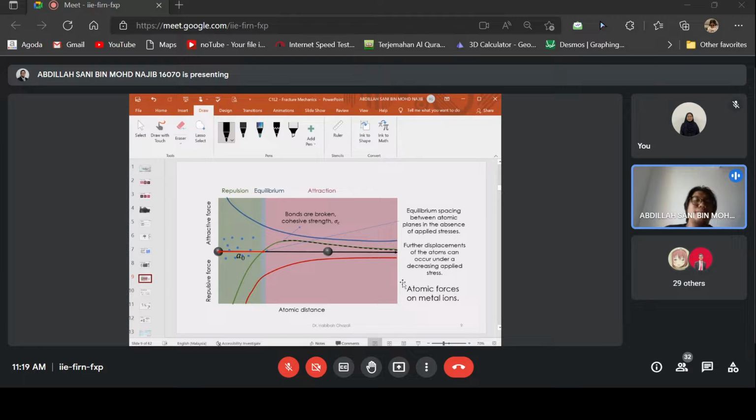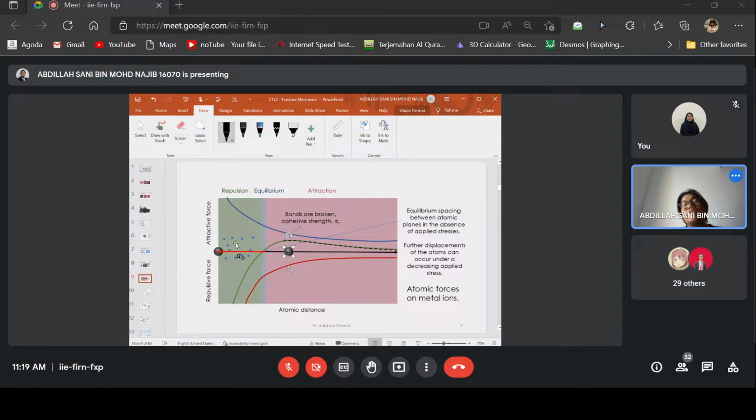As they become nearer and nearer, the attraction is increasing. But at the same time, there is also a repulsive force. They are attracted to each other, but please remember that they have the same charge, or at least each of the atoms has an electron cloud.